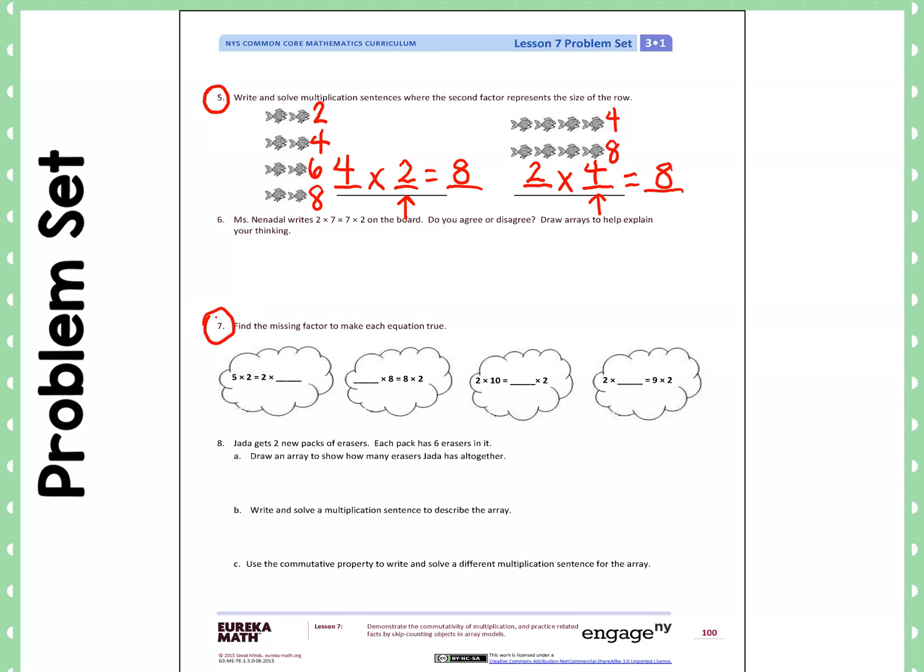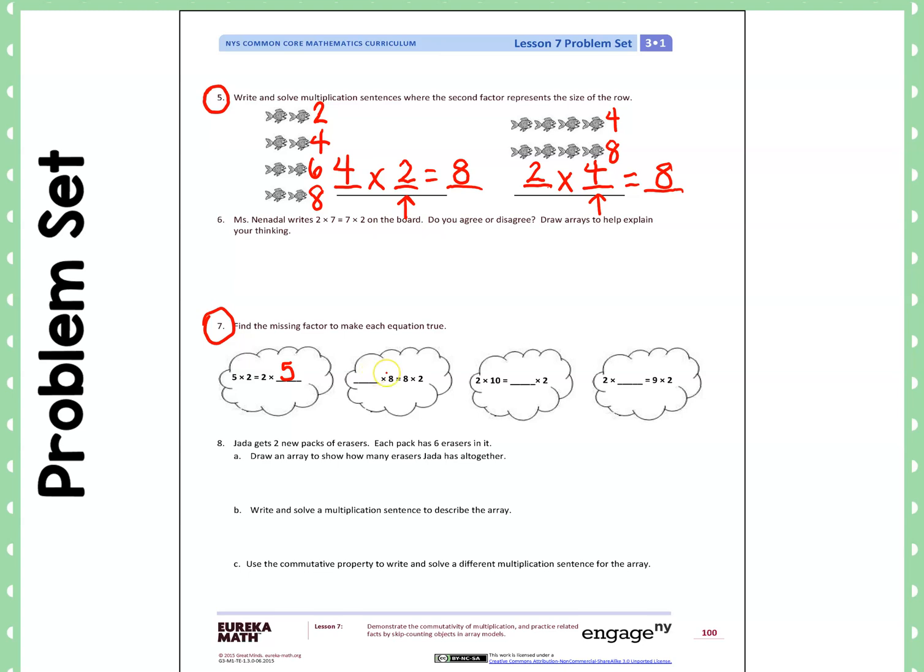All right, let's move on to number 7. It says, find the missing factor to make each equation true. Okay, so if you look at these, all they're doing is switching the factors around. So we have 5 times 2 equals 2 times blank. Okay, well, if you look at this side of the equal sign, we have 5 and 2. Okay, but then if you look at the other side, in the blank, which number is missing? 5. So we're saying that 5 times 2 is equal to 2 times 5. That's that commutative property we were talking about.